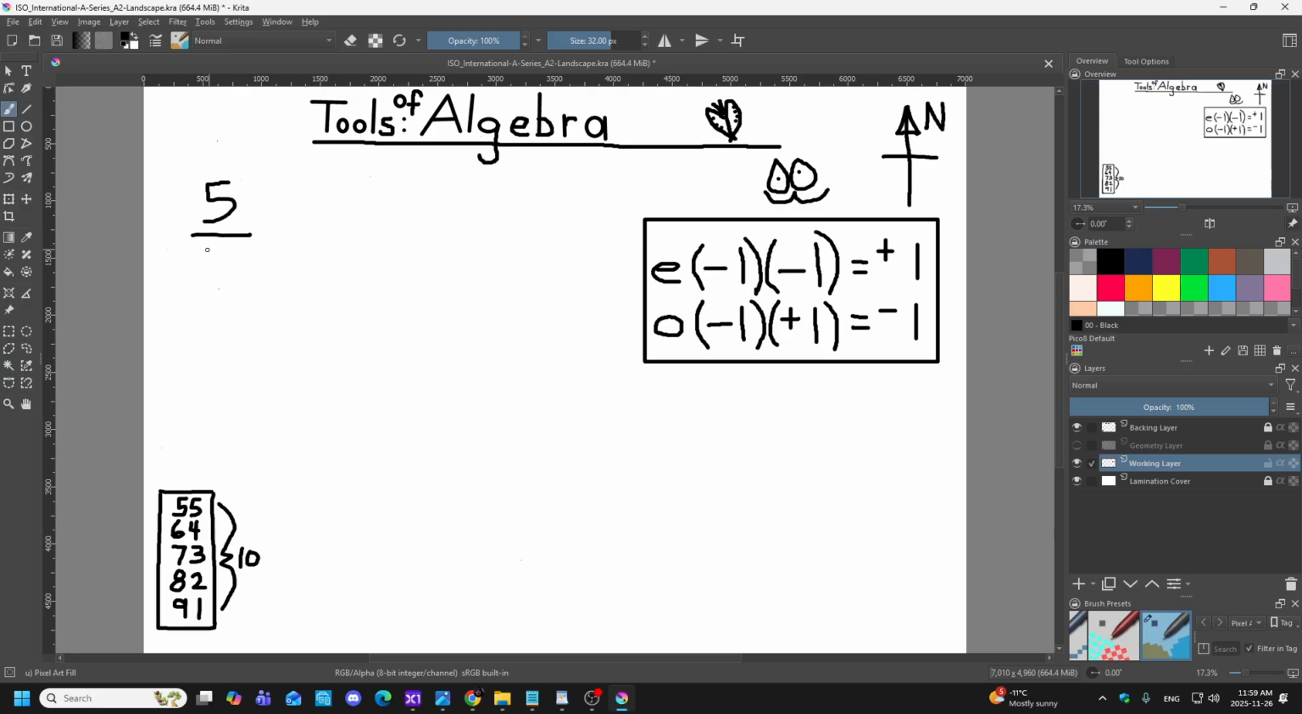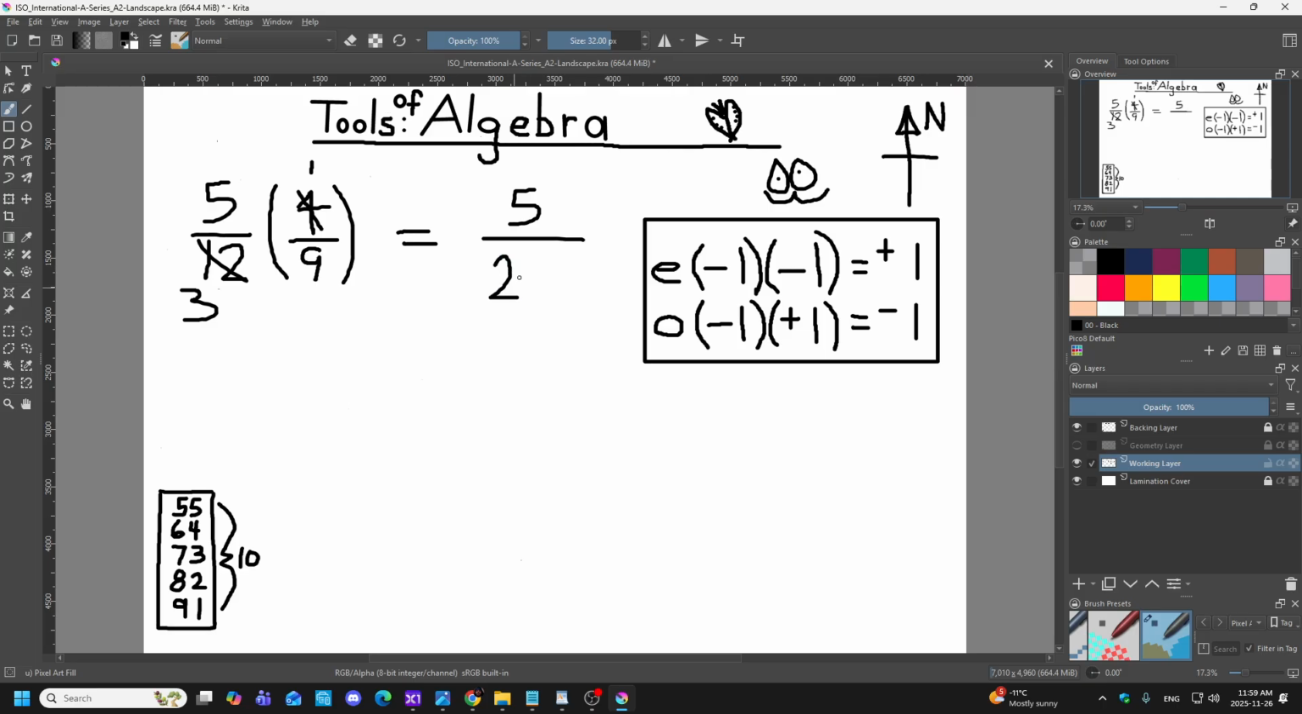We have 5/12 being multiplied by 4/9. Okay, I can do the same thing here. 4s are canceling. I'm left with 1 and 3 on the top and bottom, 5 on top, and 27 on the bottom. What's my final answer? Well, I multiplied two positives together, therefore my final answer is also going to be positive.